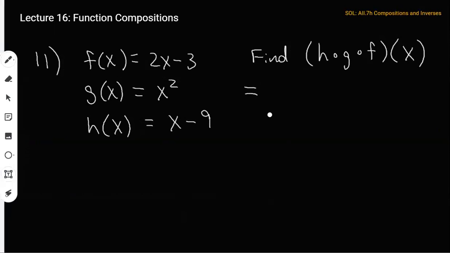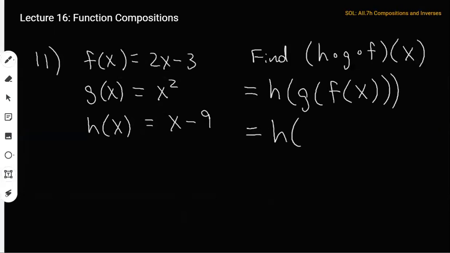So how can I rewrite this? Well, I'm going to keep the order the same. So the h is going to come first, then the g, then the f. And then x is going to go inside the parentheses. Okay, so we're going to go in order from inside out. I'm going to keep h and g the same. Now I know that f of x is equal to 2x minus 3. So I'm going to put 2x minus 3 on the inside. So now what I'm doing is I'm evaluating g of x at 2x minus 3.